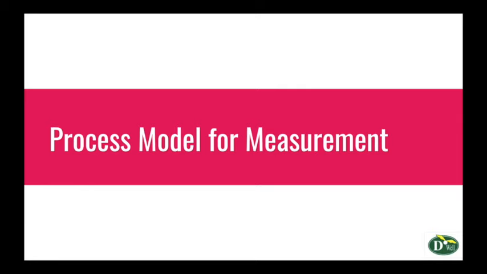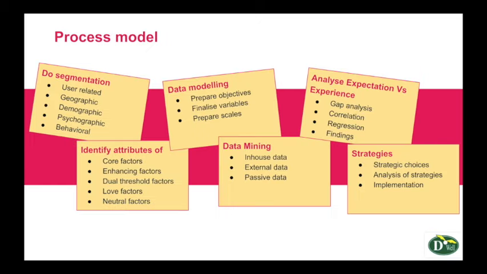This model is used and developed by our internal team for different projects, but it can be tailor-made to your needs. The process model starts with the segmentation, as I already explained. Then identify the attributes of core factors, enhancing factors, dual threshold factors, love factors, and neutral factors. Then we come to the data modeling part. We prepare the objectives, what we are going to analyze at this time, finalize the variables of attributes, and prepare the scales for each factor.